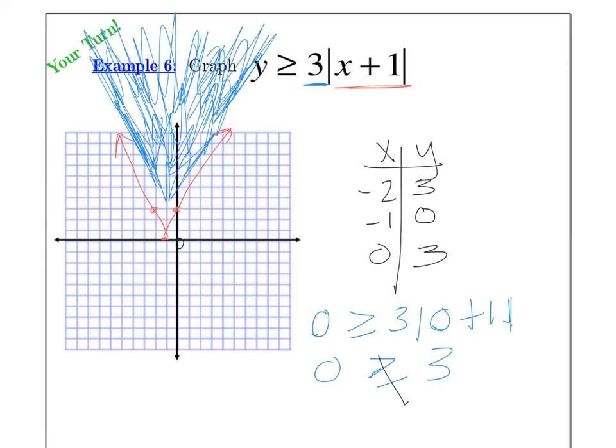Okay, so that is all the examples that I have for graphing linear inequalities and absolute value inequalities. If you have any questions, let me know.